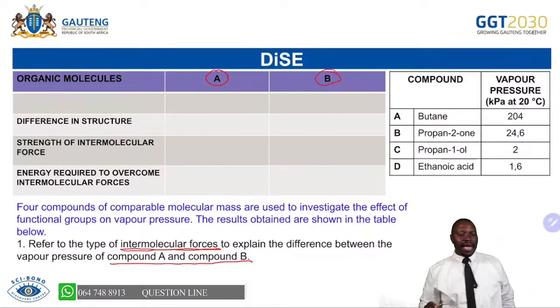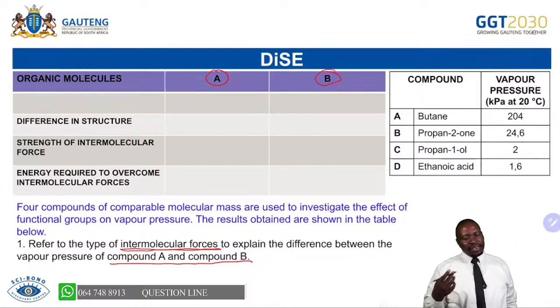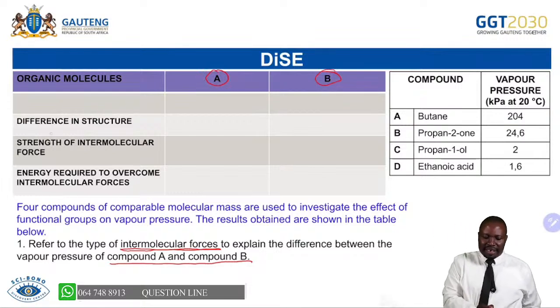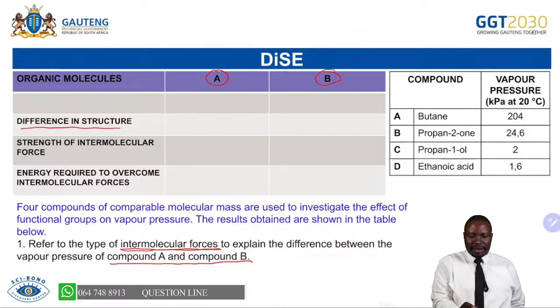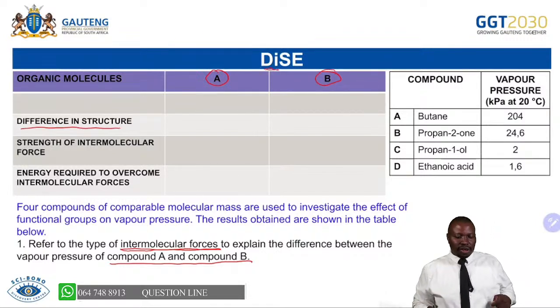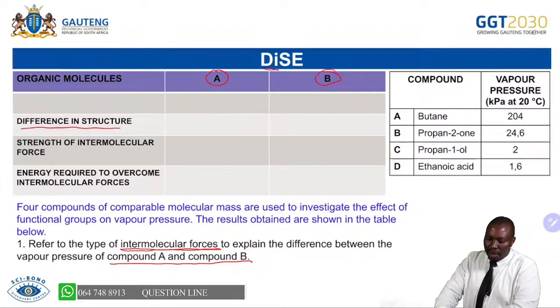And I've already told you that when you write the dice now, you will have first the difference in structure, which is our DI. What is different? So they said we must talk about the type of intermolecular force as the difference.